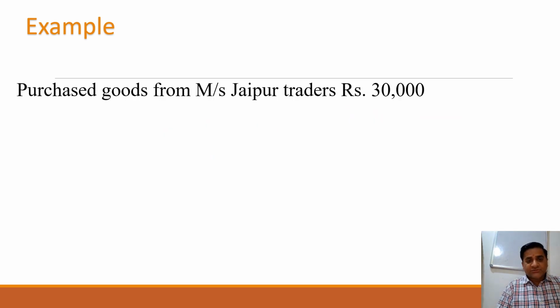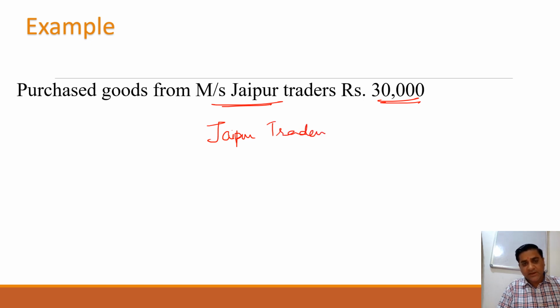Then you have purchased goods from Jaipur traders for 30,000. Accounts involved would be Jaipur traders, and then it would be stock or say purchases, or you can say inventory.